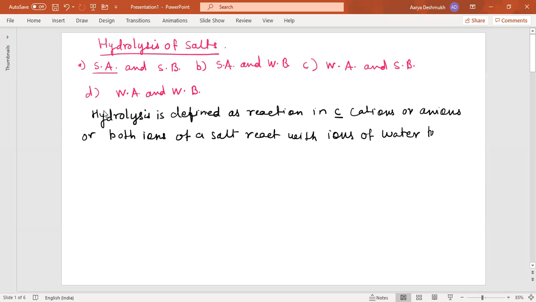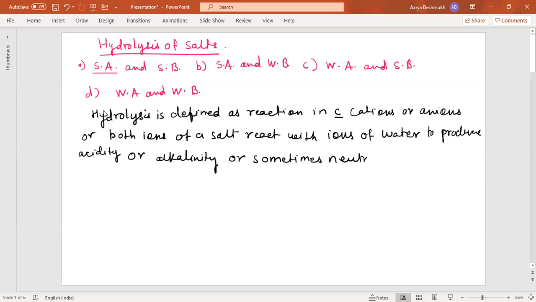Ions of water to produce acidity, means acidic solution, or alkalinity, or sometimes neutrality also. Means when you dissolve a particular type of salt in water, you might get acidic solution, you might get alkaline solution, or you might get neutral solution also. So we'll study one by one.